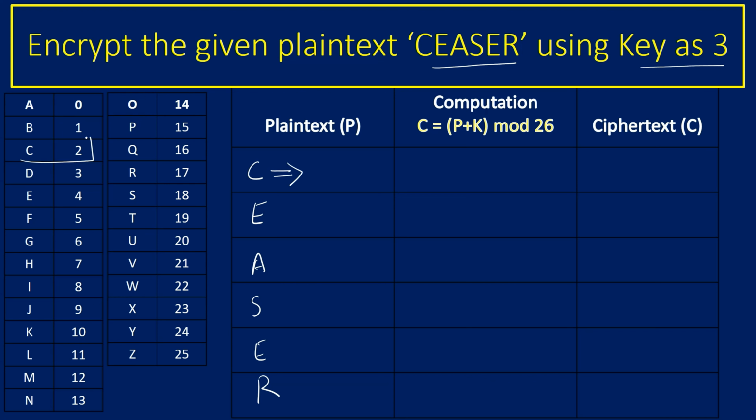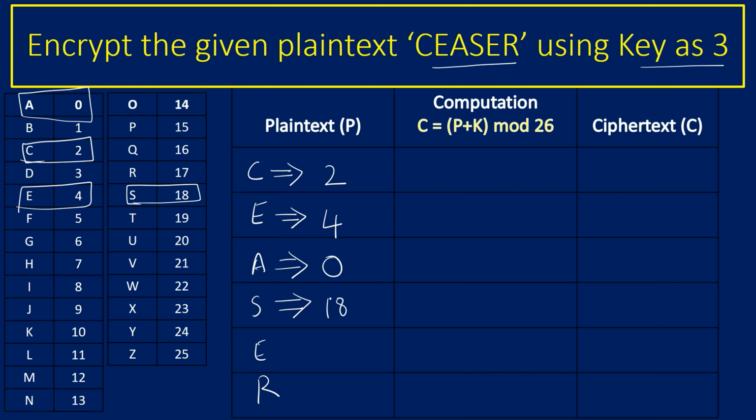What is the number corresponding to C? It is 2. So you replace C with 2. What is the number corresponding to E? It is 4. So write 4. What is the number corresponding to A? It is 0. So your plain text number is 0. What is the number corresponding to S? It is 18. So write the number 18. What is the number corresponding to E? 4. What is the number corresponding to R? 17. Now these numbers are processed by your encryption algorithm with the formula P plus K mod 26.